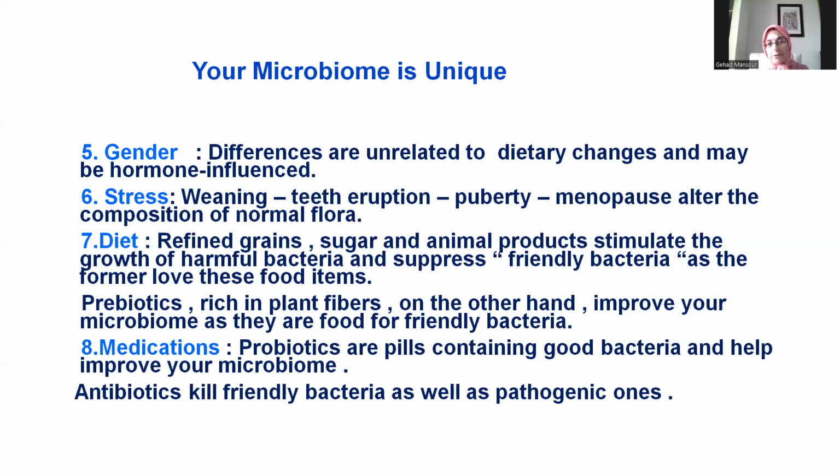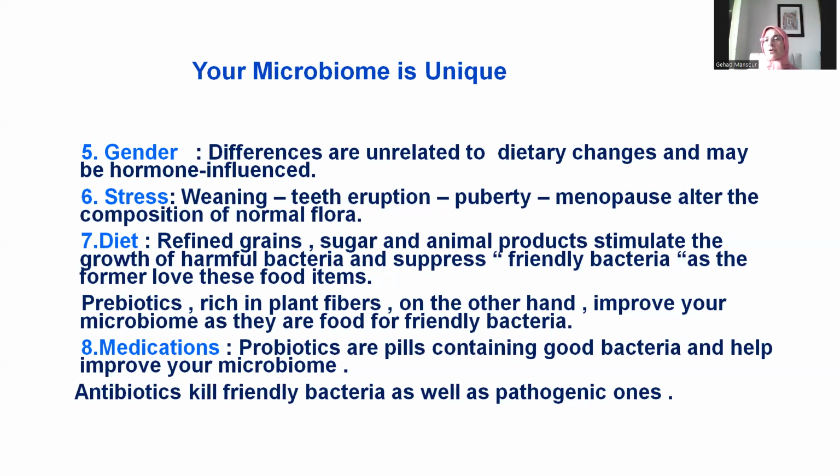On the other hand, if you take refined grains like white flour, for example, grains without the outer coat, wheat without the outer coat, refined sugars, white sugar, and animal products, all these are food for harmful bacteria. And that's why when a person has cancer, we ask the person to restrict sugar, proteins, and white flour or refined grains from his diet.